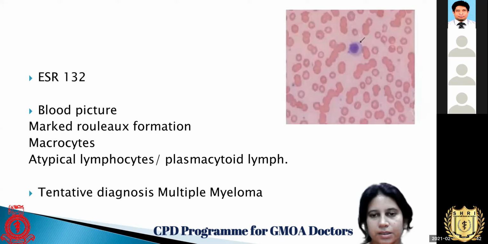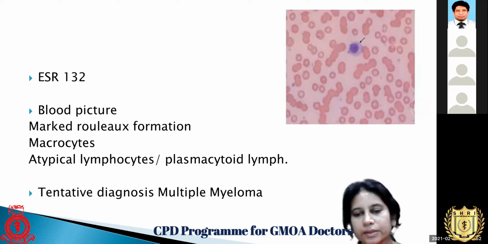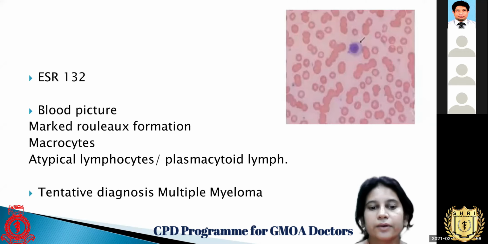Blood picture is very diagnostic: marked rouleaux formation. This is called Chinese letter appearance. And you might get some atypical lymphocytes, and macrocytes are there. So you made a tentative diagnosis of multiple myeloma from here, but you have to confirm your diagnosis.